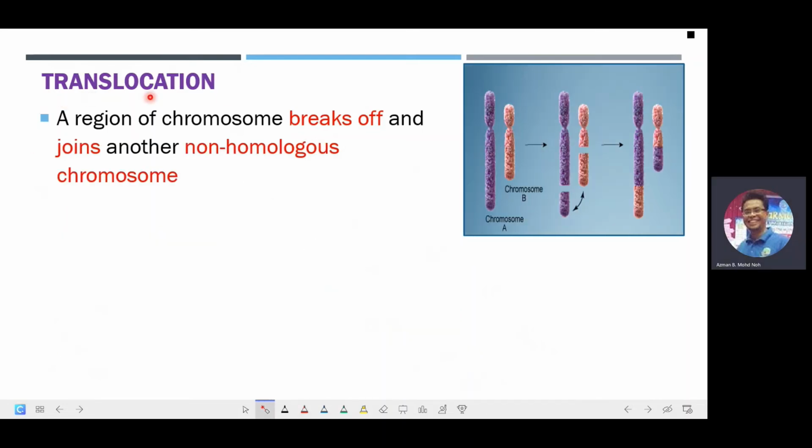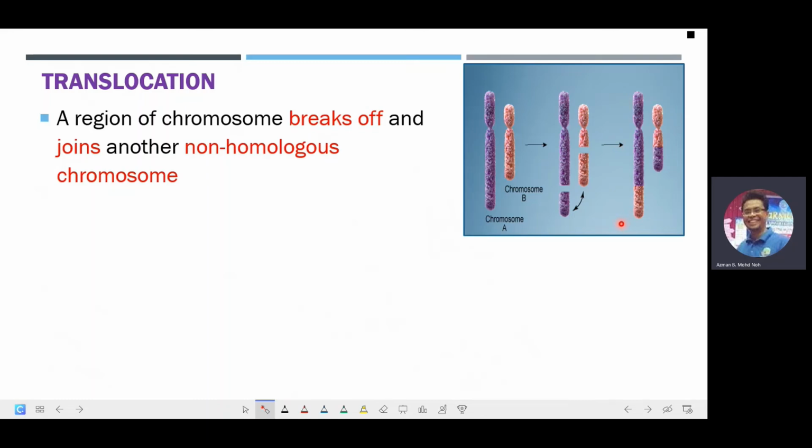Type number 3 is translocation, in which a region of the chromosome breaks off and joins another non-homologous chromosome. If we look at this diagram over here, we can see that there are two non-homologous chromosomes, chromosome A and chromosome B, and let's say one segment of chromosome A breaks off and joins with chromosome B, and the same goes for chromosome B, in which part of chromosome B breaks off and joins with chromosome A, and so we get two chromosomes that have changed in their original structures.